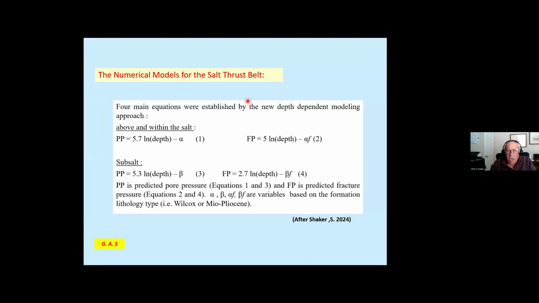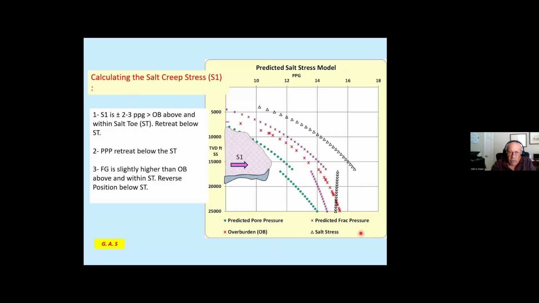This is the new numerical model in the salt thrust belt. If you want to predict pore pressure in the overthrust belt, which is Jack, St. Malo, Neptune, all these trends, that's the model you can use. Go read my article here and the interpretation. You're going to find out how I made it.